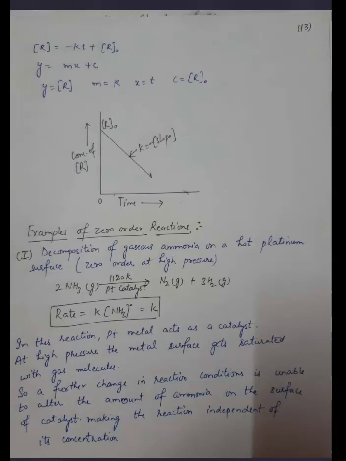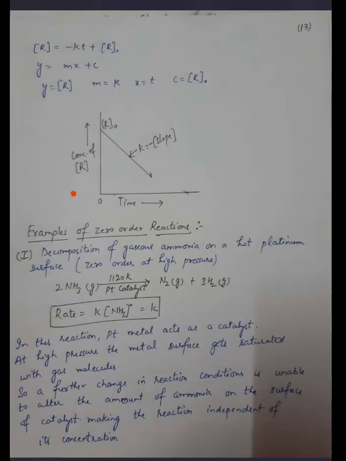If we plot a graph between R and time, correlate this equation with y is equal to mx plus c. So y is equal to R and x is equal to t. So slope will be minus K and R naught is the intercept. This is slope intercept, y is equal to mx plus c. So this will be the graph. Now examples of zero order reaction.